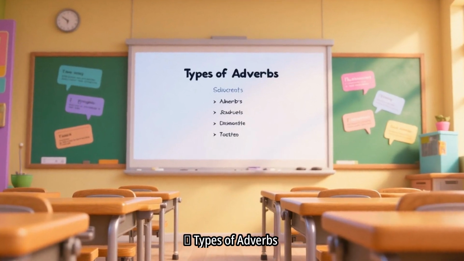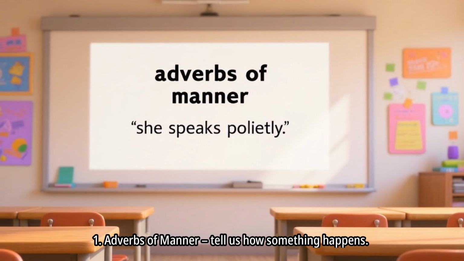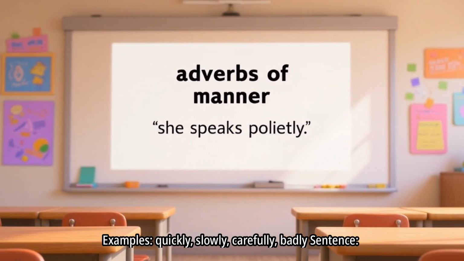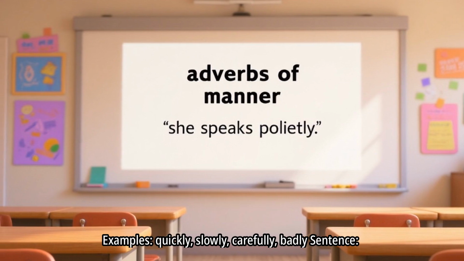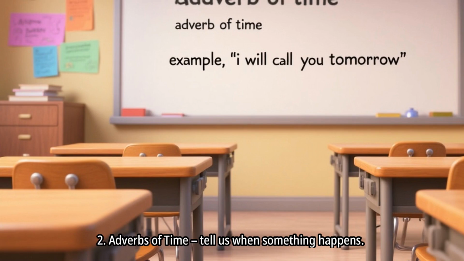Types of adverbs. 1. Adverbs of manner. Tell us how something happens. Examples. Quickly, slowly, carefully, badly. Sentence. She speaks politely.